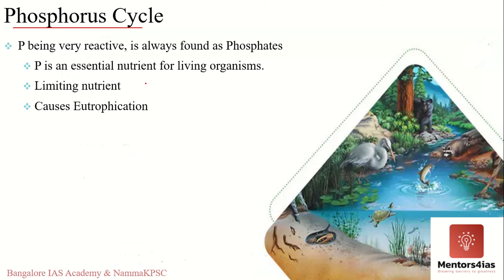Now, the reason we are actually discussing the phosphorus cycle is due to its importance to life and certain other ecological phenomena. Phosphorus, being a very reactive element, is always found in the form of phosphate. So I want you to remember certain points about phosphorus here. One, phosphorus is an essential nutrient for living organisms.